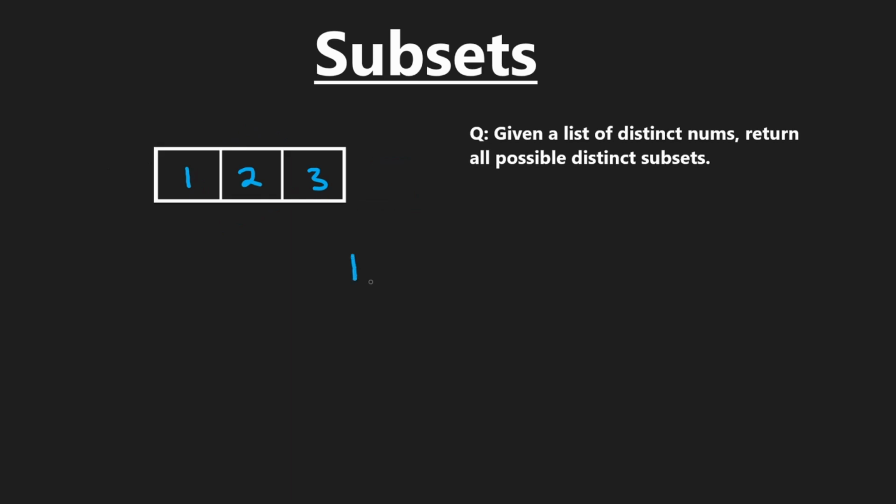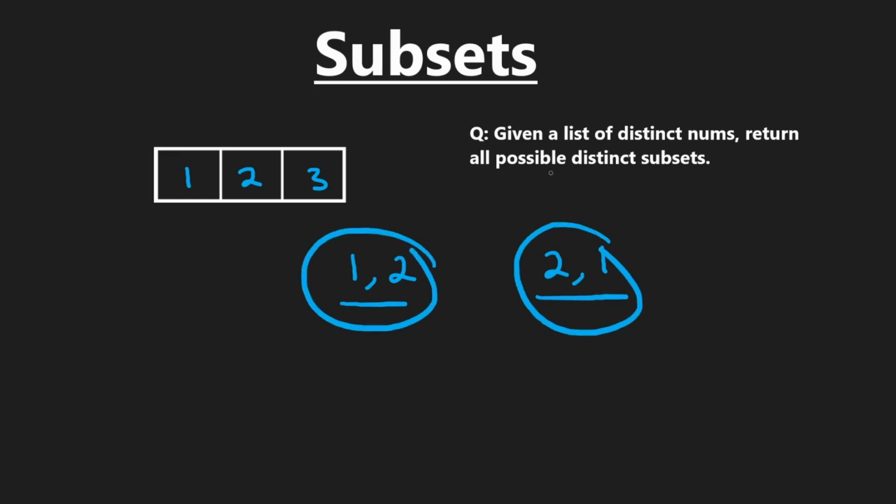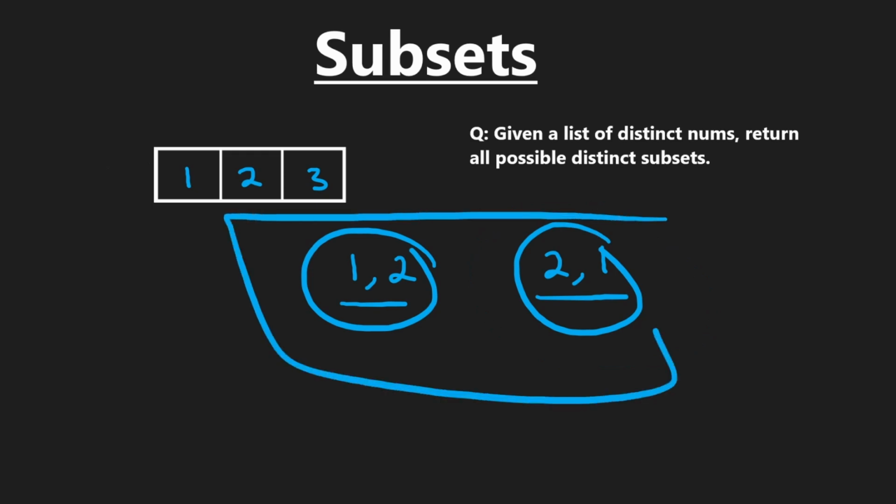And for every subset, let's assume that the order does not matter. We talked about how these 2 subsets are technically the exact same subset. So which one of these would we return as a part of our result? Well, it doesn't really matter. Let's assume that for this problem, we can return either one. So this one would work or this one would work, but we can't return both of them, of course.